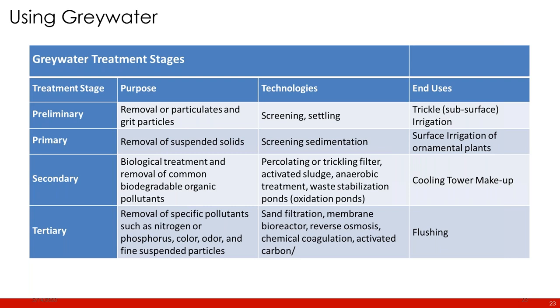So using gray water, we have preliminary removal of particulates and grit particles by screening or settling. And then we can use that for trickle or subsurface irrigation. We remove the suspended solids by screening and sedimentation. Then we might be able to use it for surface irrigation of ornamental plants. Then biological treatment and removal of common biodegradable organic pollutants. Essentially, that means either activated sludge or just aerobic treatment. And then we can use it for cooling tower makeup. And if we want to use it for flushing, we need to remove certain specific pollutants: nitrogen, phosphorus, color, odor, etc.